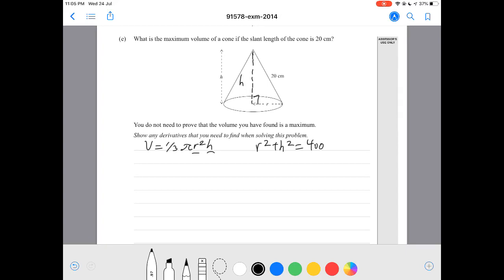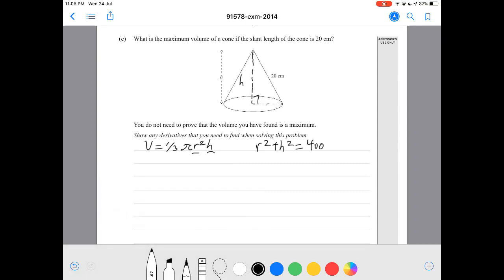with my result. The reason for that is because there's only one h in the equation, which means it's a lot easier. Because it's r squared, if I did r in terms of h, then it'd be a lot harder, because I would have to square that result as well. So that's a lot more working.